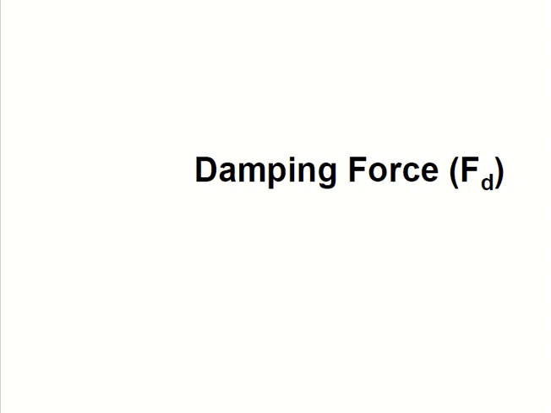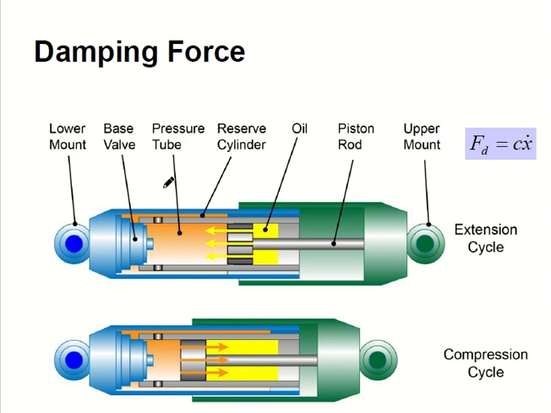All right, a damping force is going to be D for damping. Every time you see a force with the subscript D, we know that we're talking about the damping force. Here is the extension cycle, and this is your piston, the whole thing, and you can see the lower mount, your base valve, your pressure tube, your reserve cylinder, your oil, your oil piston, and the piston rod here, and this is your upper mount. Take a look at this piston in the mechanical design, and you can see the damping force is equal to C, and then look at this little tiny dot in there. Don't forget that.